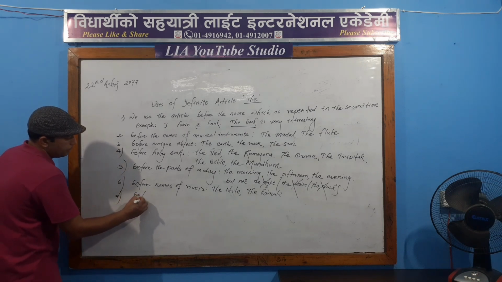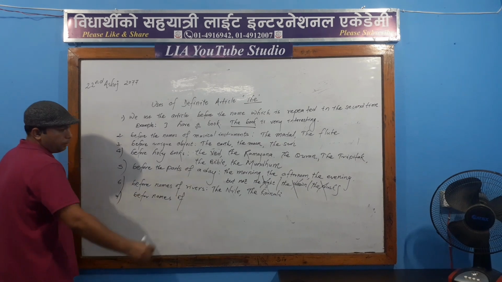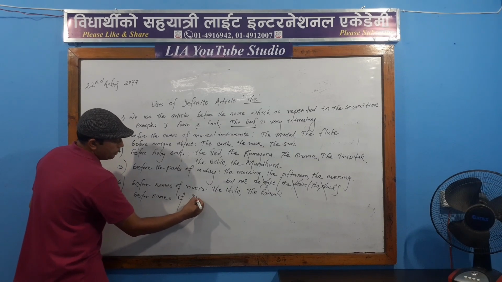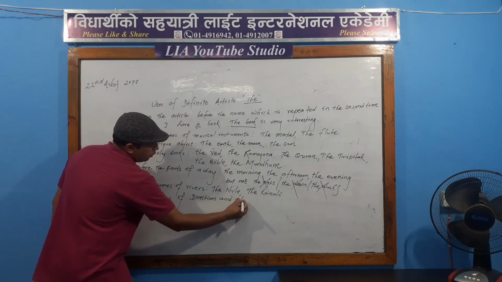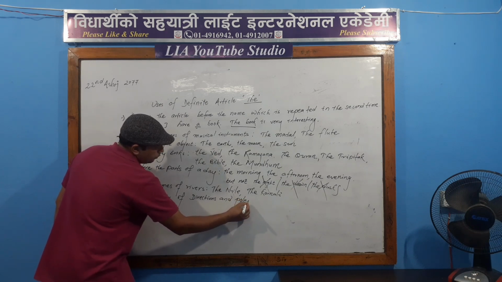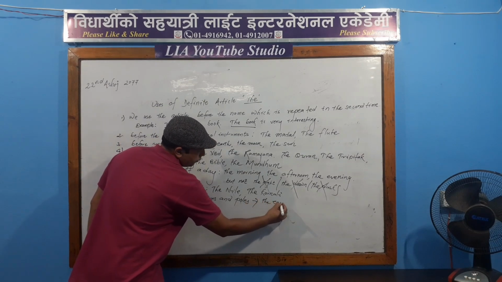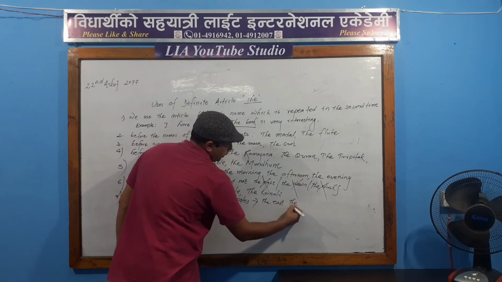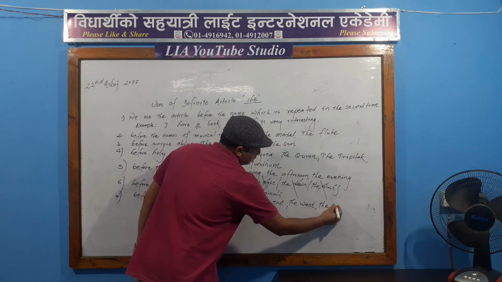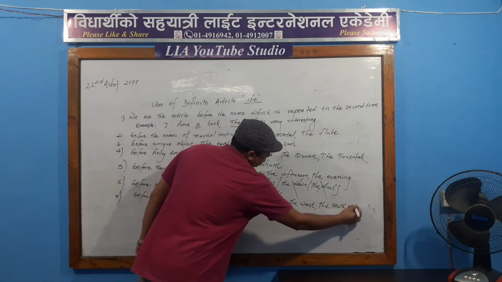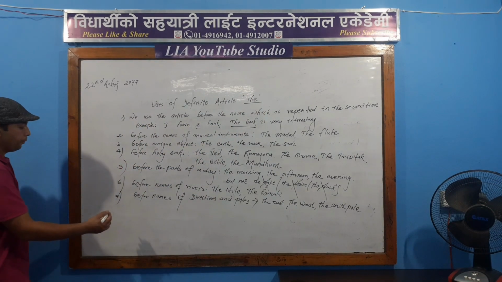Then number 7, before names of directions and pole. Example, the east, the west, the south pole, the north pole, etc. Okay?